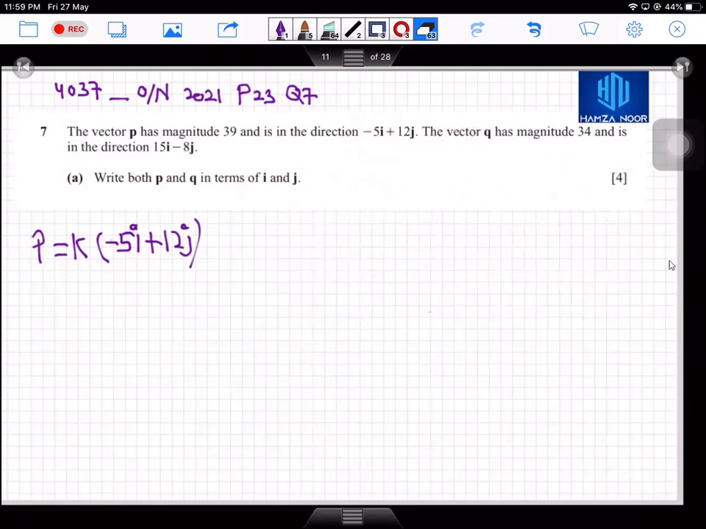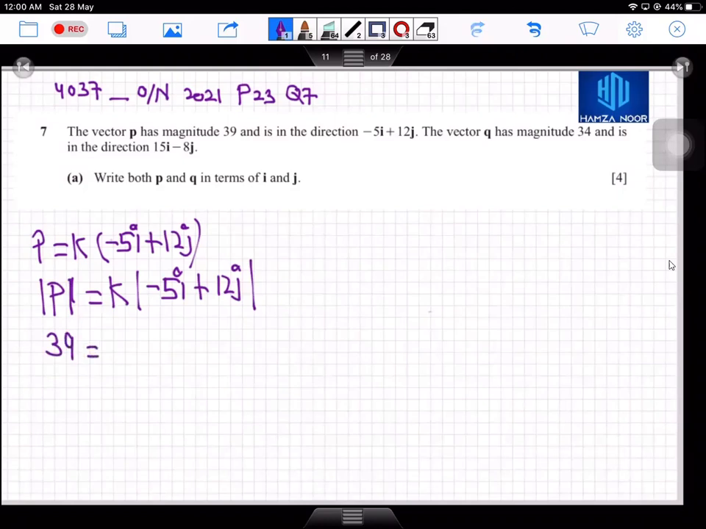When one vector is a scalar multiple of another vector, their magnitudes are also scalar multiples of each other. Therefore, I can say that the magnitude of the vector P is equal to k times the magnitude of the vector minus 5i plus 12j. The magnitude of the vector P is given to us, which is 39. So 39 is equal to k multiplied by the magnitude of the vector minus 5i plus 12j, which will be under root of minus 5 squared plus 12 squared.